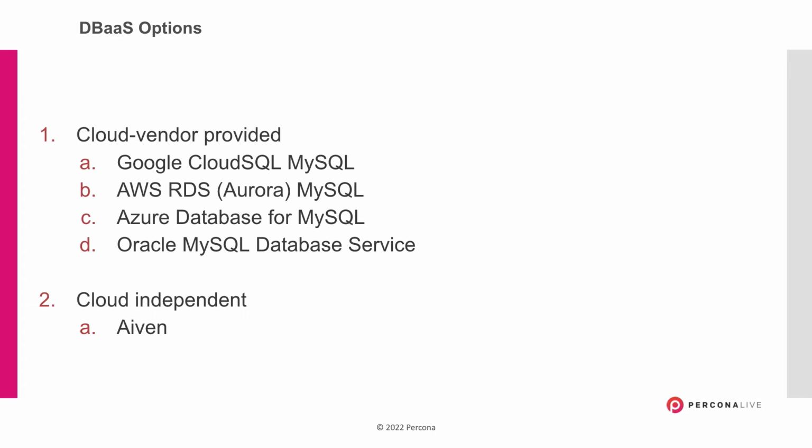And what are the database as a service options? I try to divide them into two, so cloud vendor provided. AWS has its own, Google Cloud has its own, Azure has its own. You'll find also MySQL in Oracle Cloud in the form of database as a service. It's not that easy to find cloud independent ones in the MySQL world. The one I know is Aiven, so it runs your workloads on AWS or Azure or Google Cloud, but it is not owned by any cloud provider, so you're more independent.